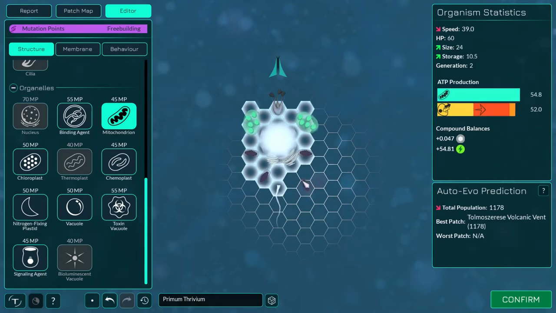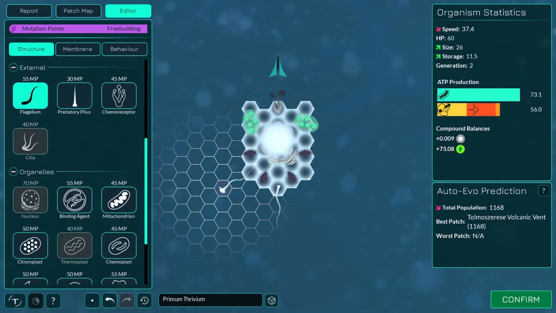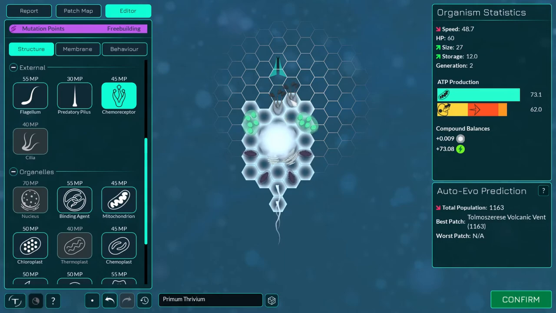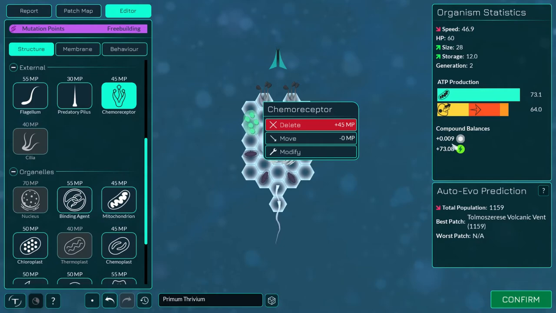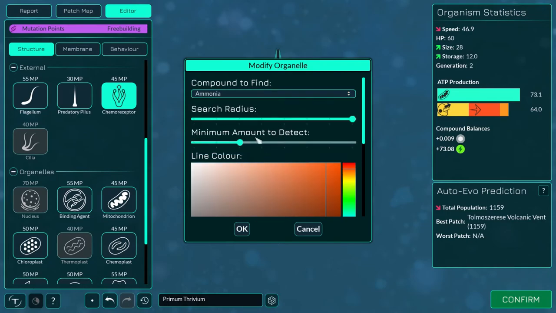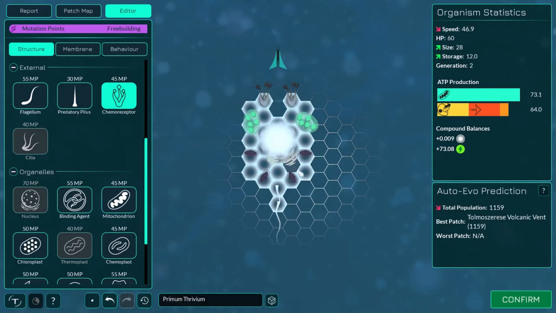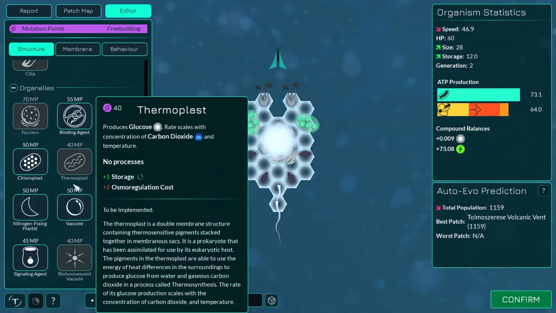Two chloroplasts can support four mitochondria, which can then go on to support other organelles such as a second flagellum, or more chemoreceptors, because at this point you won't want to be searching for glucose anymore. You've got all the glucose you need. What you will need are compounds to reproduce, like ammonia, compounds like phosphate.